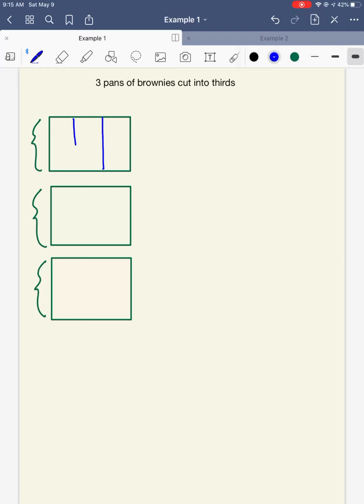So we're just going to cut each of these. Again, they don't have to be perfect, but we can visualize a third. So that one's cut into thirds, but it says each of them. So we're going to cut this one into thirds also, and then also that one. Okay, and what I want to look at is, well, what do we have now? We have 1, 2, 3, 4, 5, 6, 7, 8, 9 pieces in this case, 9 slices if you want to think of it that way.